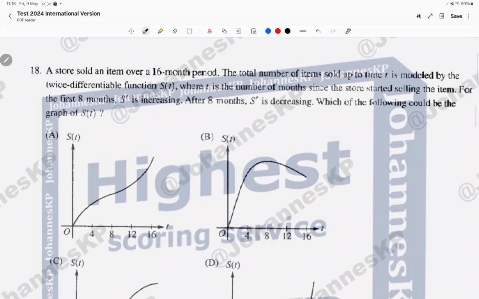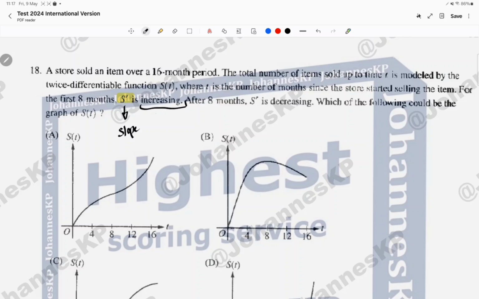Question 18. A store sold an item over a 16-month period. The total number of items sold up to time t is modeled by the twice differentiable function S, where t is the number of months since the store started selling the item. For the first 8 months, S prime is increasing. Look, when they say S prime, they mean the slope. When they say it's increasing, that means the slope is increasing.